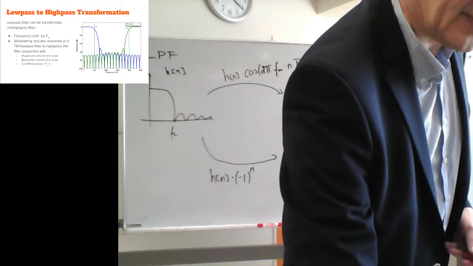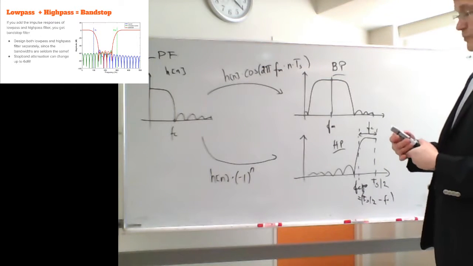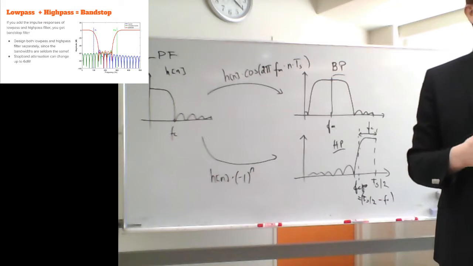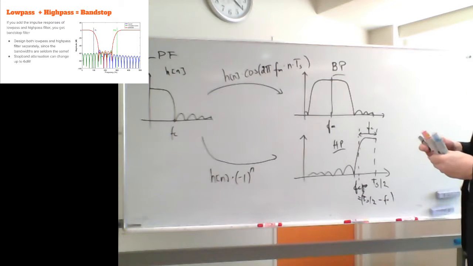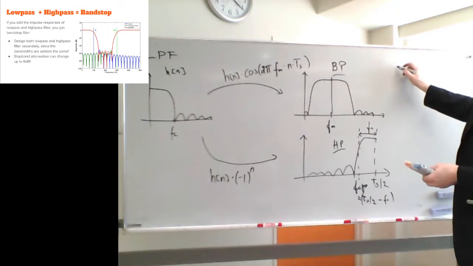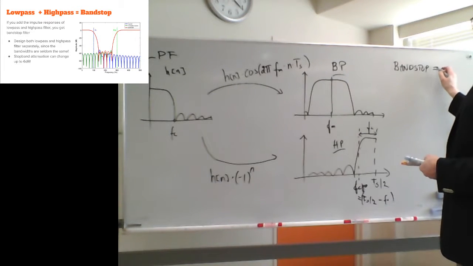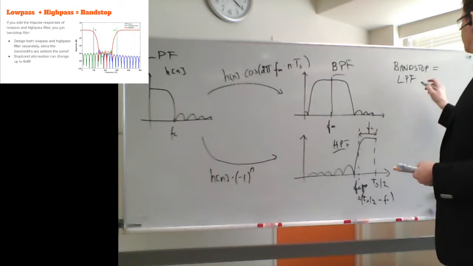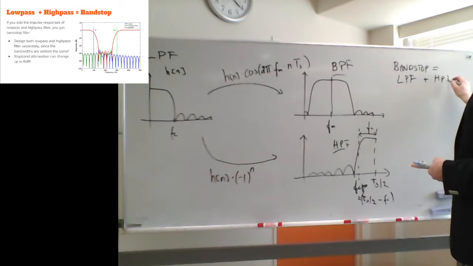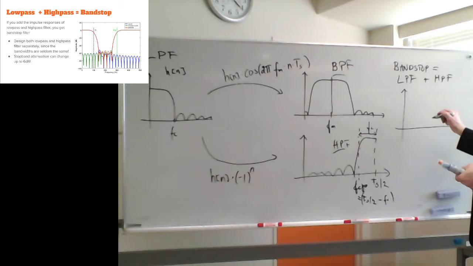And then how about the band stop filter? Well, low pass plus high pass. If you have the same order number, a low pass filter and high pass filter, then band stop is the same as low pass filter plus high pass filter. So you have the low pass part and the high pass part.